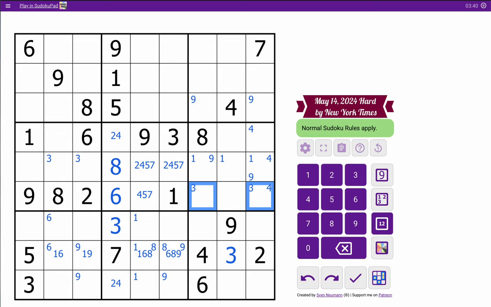1, 2, 6, 8, 9. I need 3, 4, 5, and 7 for those four cells to complete box 4. One, three, six, eight, nine. Okay, I need 2, 4, 5, and 7 for row 4 also.